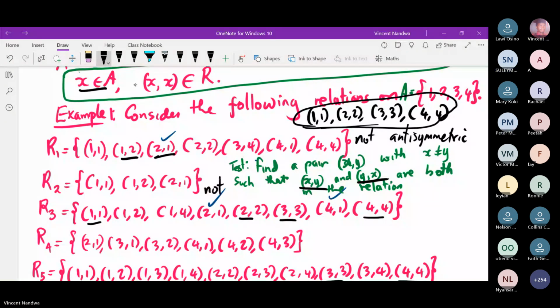R3. What's the difference between the two of them? This one is not, because also we have 1, 2, and 2, 1. Both of them are included here, and they are different numbers. So this one is not.